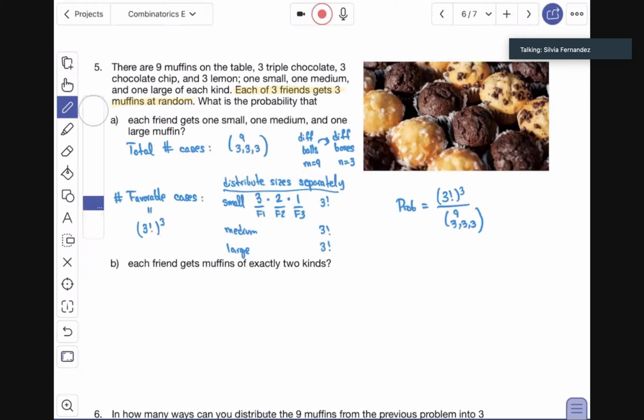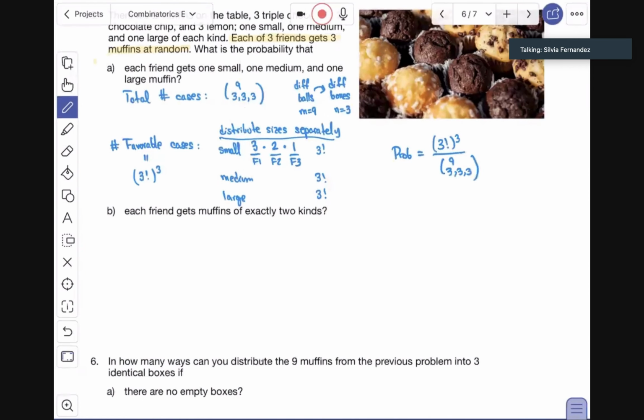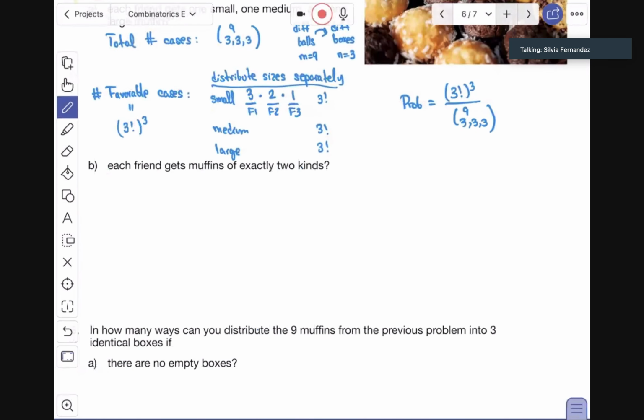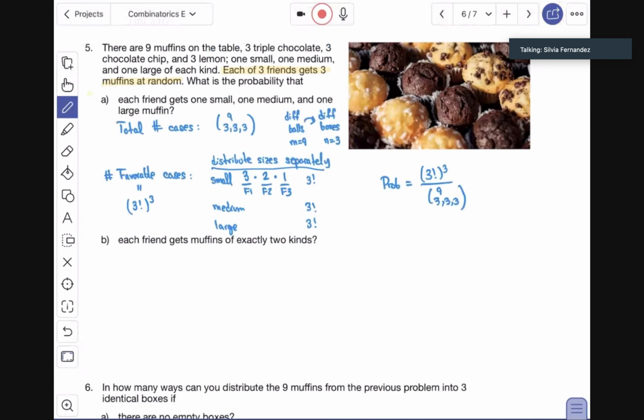Part B is a little bit harder, and I actually thought that maybe it was the hardest part in the exam. I'm not sure, because each friend gets muffins of exactly two kinds. It's actually hard to try to use something like inclusion exclusion. It gets complicated, doable but complicated. So instead, what you can do is figure out what must happen. There are only a few possibilities.